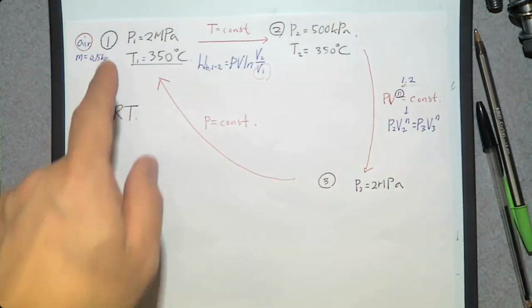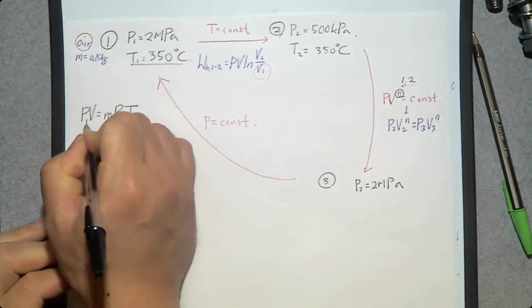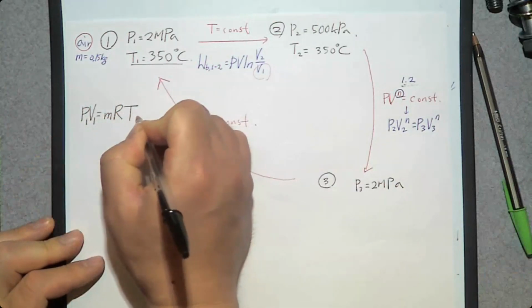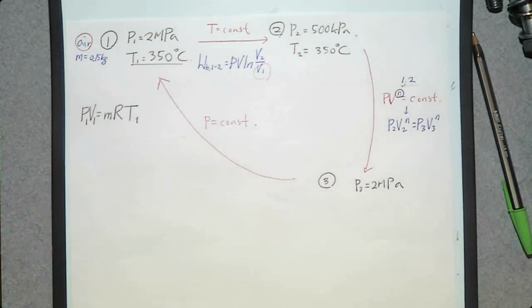Okay? So let's use PV = mRT at the initial state. That means P1 V1 = mRT1. Why don't I say m1? Because it's a closed system, mass remains constant. So there's no m1, m2, m3. What about this R? Why don't we say R1? Because R is a gas constant, always the same.